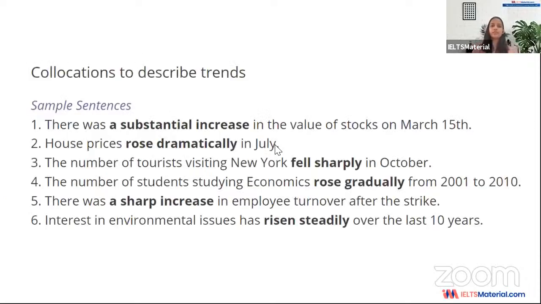Let's see some more examples. So there was a substantial increase. House prices rose dramatically, fell sharply, rose gradually. This is adjective plus noun, a sharp increase, risen steadily. So we have to ensure to use these collocations, right? Natural combination of words in your graph vocabulary.